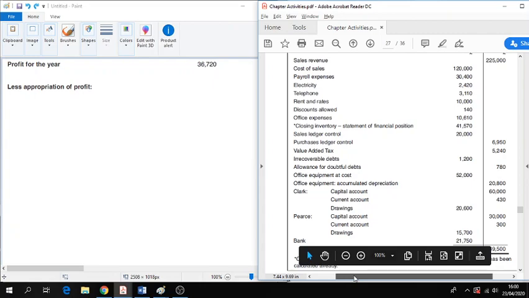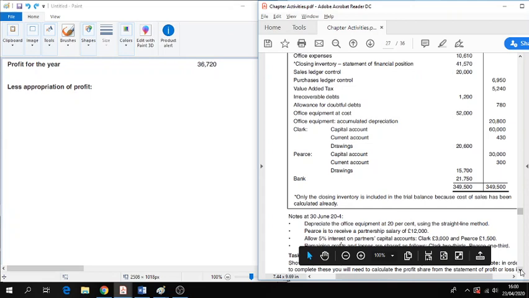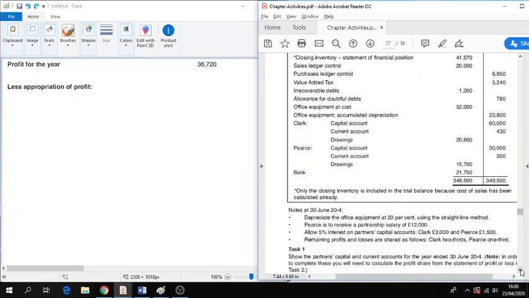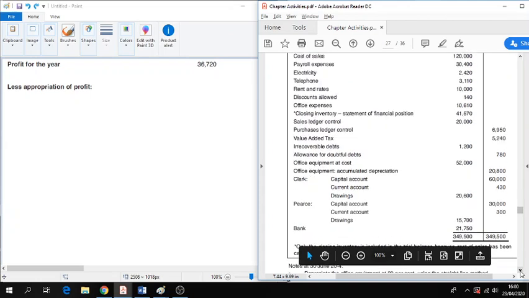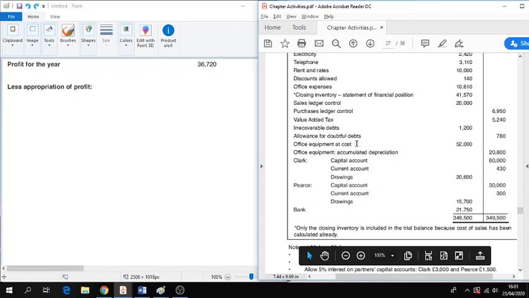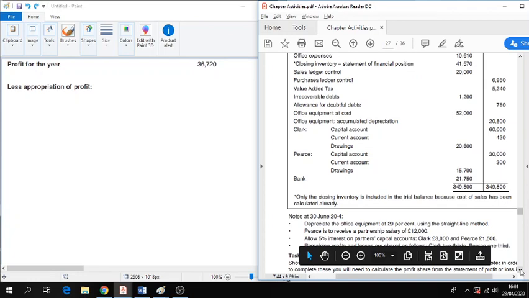Okay, before we start that, just going to have a quick look at the notes. Again, I can't squeeze everything in. However, Pierce is going to receive a salary of 12,000, so something to remember there. We've got 3,000 and 1,500 in terms of interest on capital, and then 2/3 and 1/3. Now I think that's vital information. So what I may do is scroll down and leave that up there, because the rest of the information, all of our expenses, etc., we don't need. We've dealt with that. So I'm going to just leave it there.